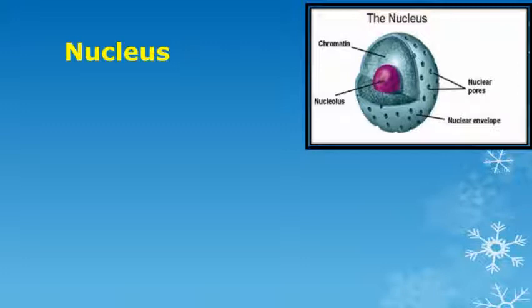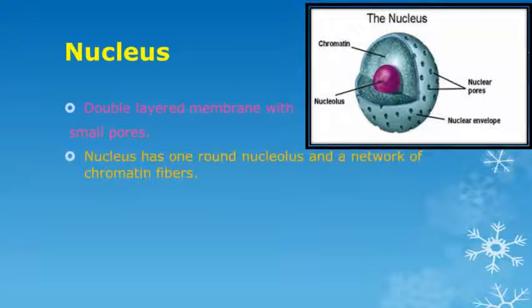So students, this is the structure of the nucleus. In the middle, the blue or purple colored nucleus is there, and the nucleolus is also there, along with nuclear pores, chromatin, and the nuclear envelope. Now let's study the nucleus. The nucleus is covered by a double membrane with small pores, and these pores allow the passage of material in and out of the nucleus. It has one round nucleolus, as you can see in the picture, and a network of chromatin fibers.